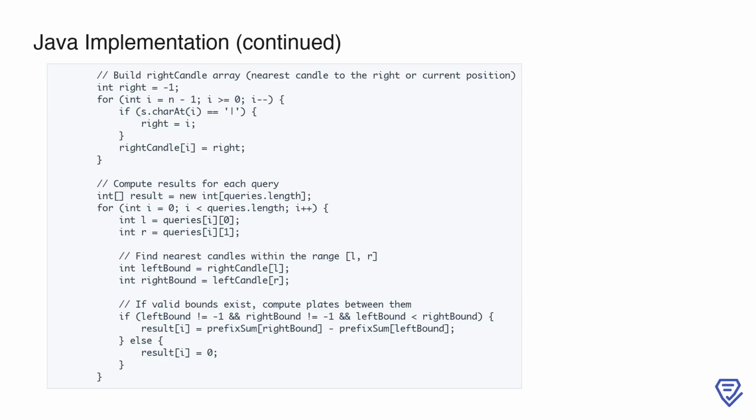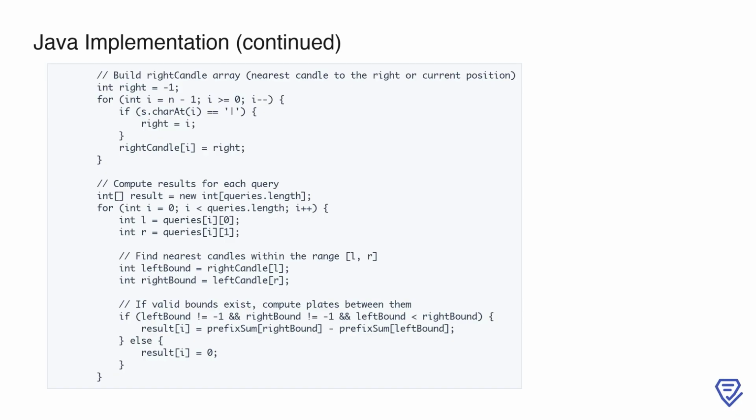Here, we iterate from the end of the string toward the start, using a variable right initialized to -1. Whenever a candle is encountered, its position is stored, and this value is assigned to the right candle array for the current index. With these arrays prepared, we can now process the queries.